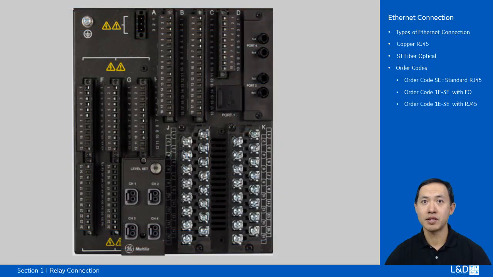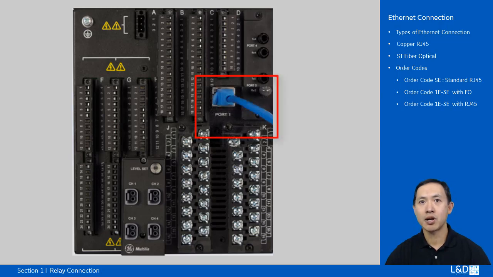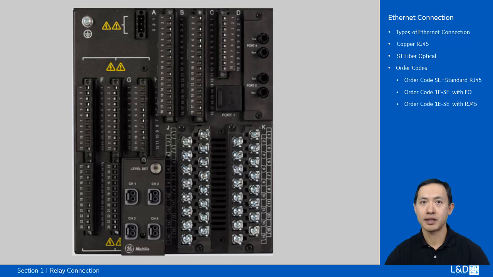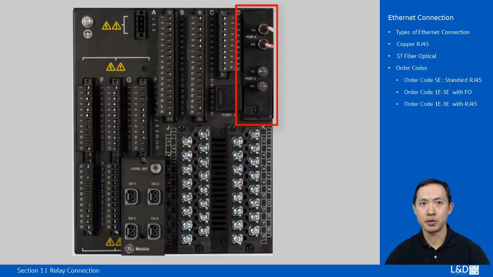There are two types of Ethernet connectors, copper RJ45 and ST fiber connector. When the communication suffix in the order code is standard SE, then the standard RJ45 port should be used. If the communication order code is advanced from 1E to 3E and the connector is ST, then the optical fiber port should be used. Be careful of the polarity of the relay to the Ethernet switch when using fiber.